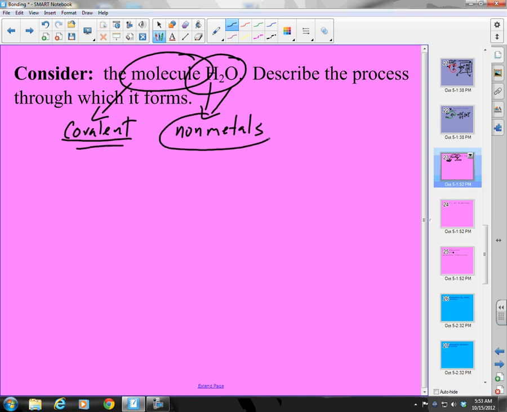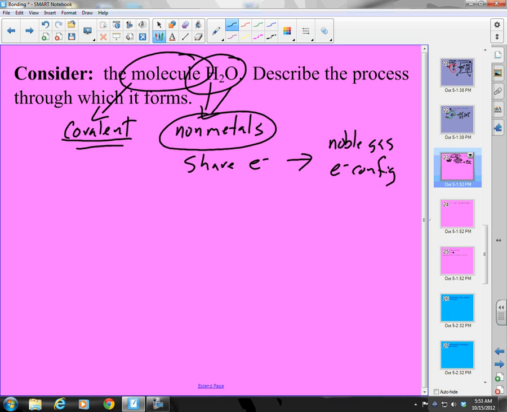what happens with nonmetals? Nonmetals do what? They share electrons. And what do they try to do by sharing electrons? They share electrons and try to get what? A noble gas electron configuration.